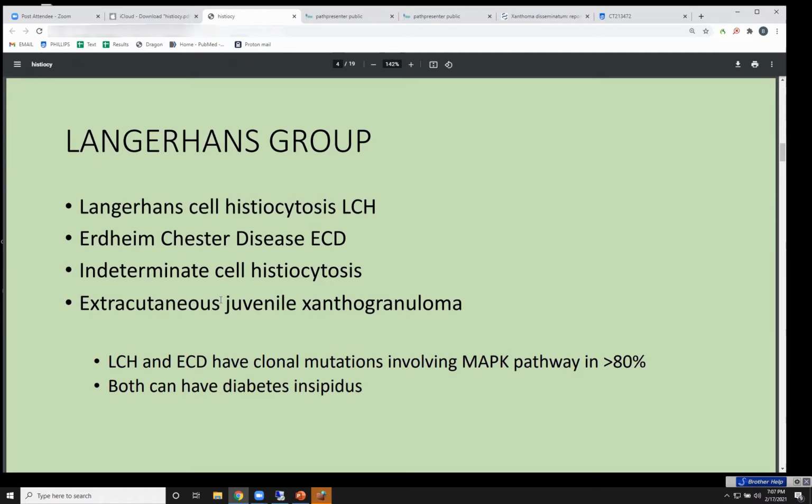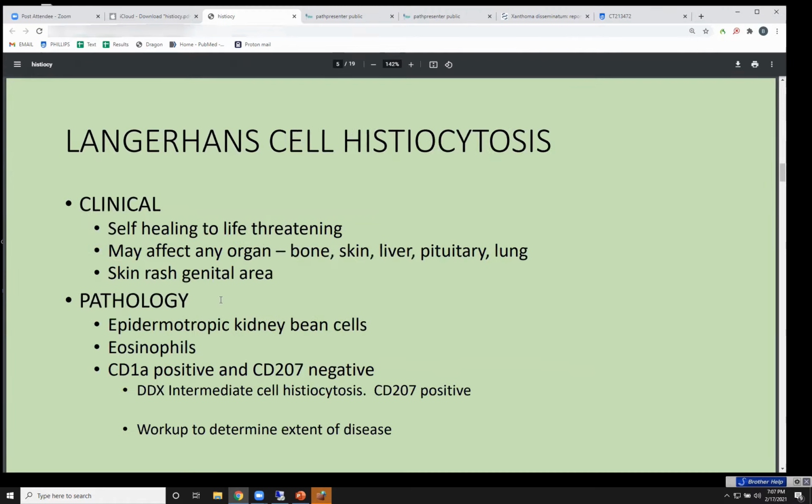So in this new classification, even though extracutaneous juvenile xanthogranuloma is a xanthogranuloma, it's in the Langerhans group. Langerhans cell histiocytosis and Erdheim-Chester disease both have been shown to have clonal mutations involving the MAP kinase pathway, in more than 80% of cases, and both can have diabetes insipidus.